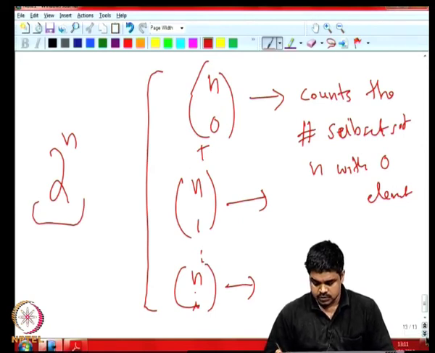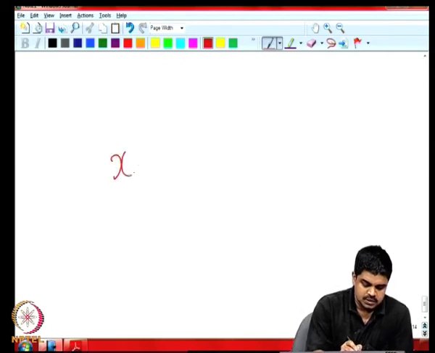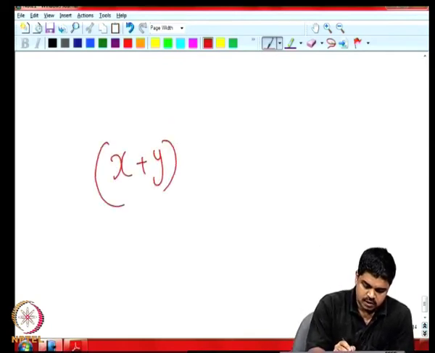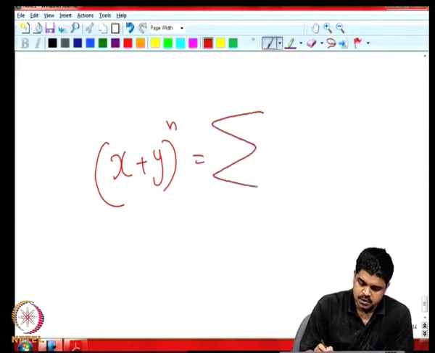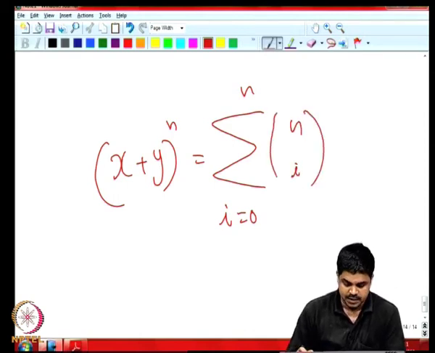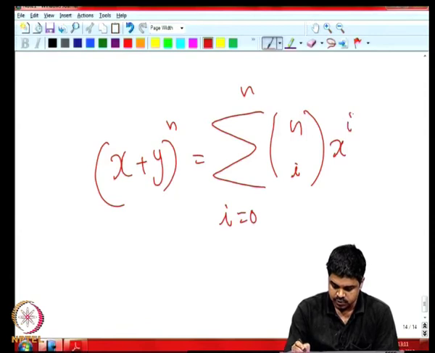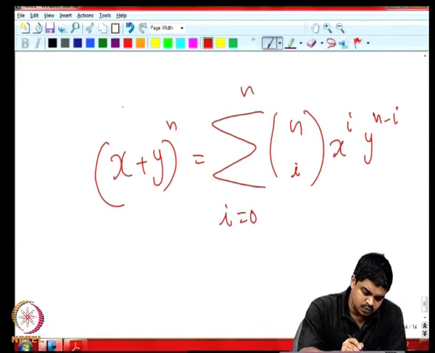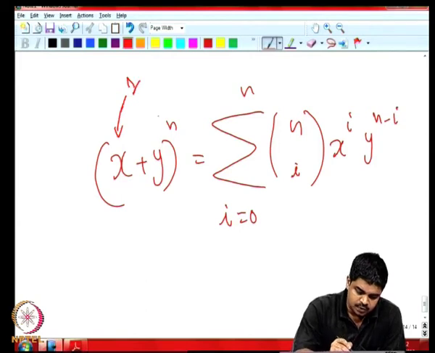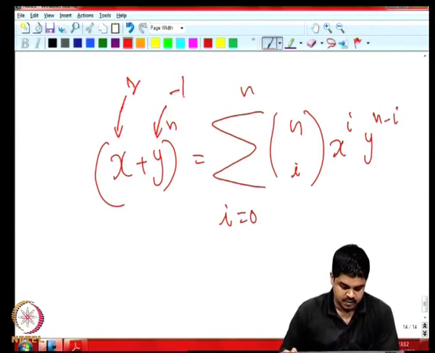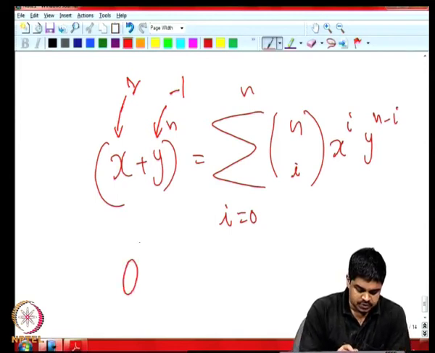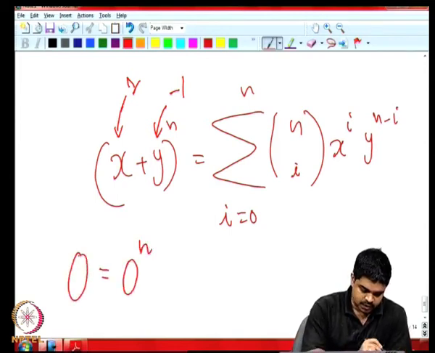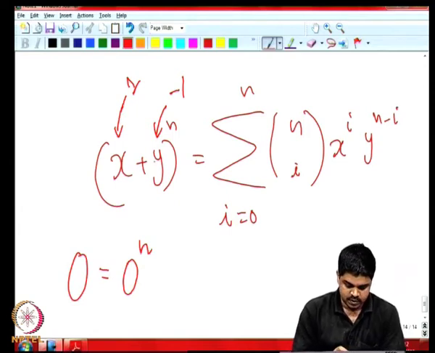Now, coming back to the binomial theorem, namely x plus y raised to n is equal to sigma i equal to 0 to n of n choose i times x raised to i into y raised to n minus i. Now, we can think of assigning x equal to 1 and y equal to minus 1. What will happen? Then the left side will become 0 raised to n, which is 0, because 1 minus 1 is 0.